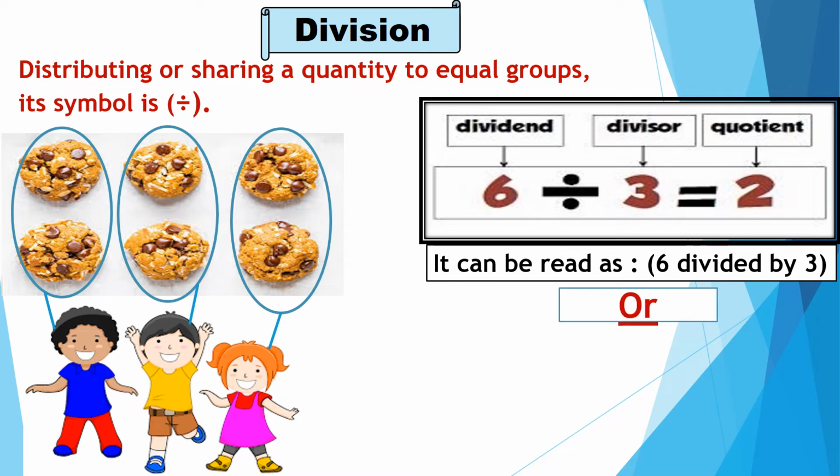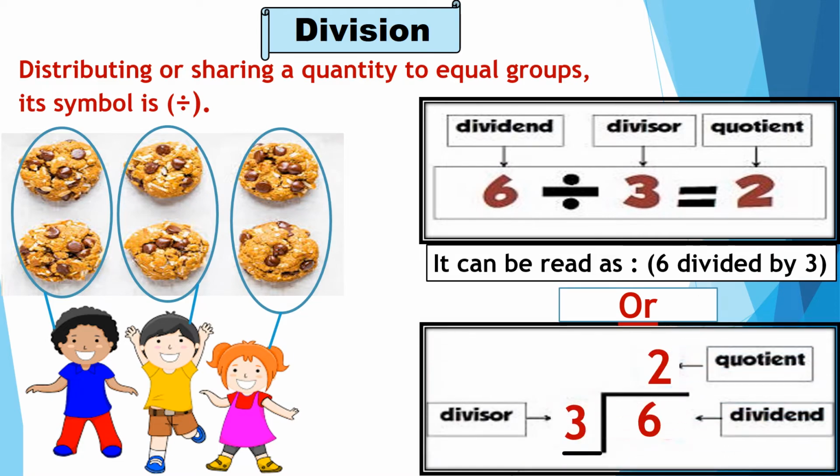We have another form to express division like this. We write 6, the biggest number, here, and the 3 will be here, and the result 2 will be up here. So dividend, divisor, quotient, we have 2 ways to express it: the first one or the second one.